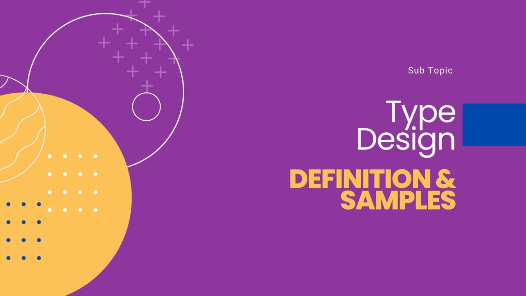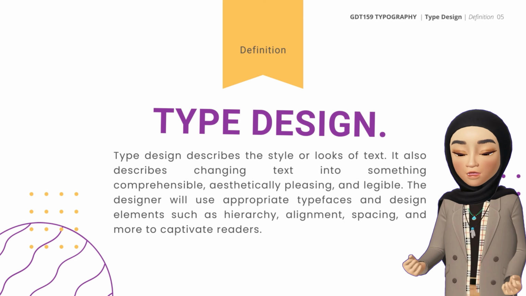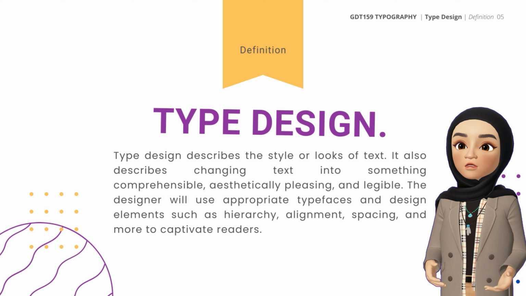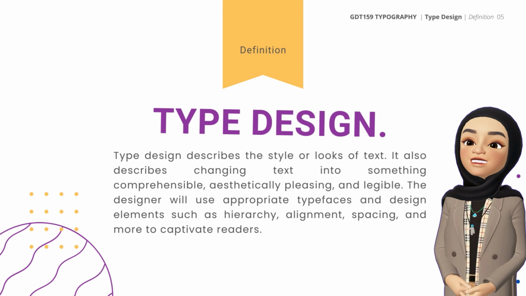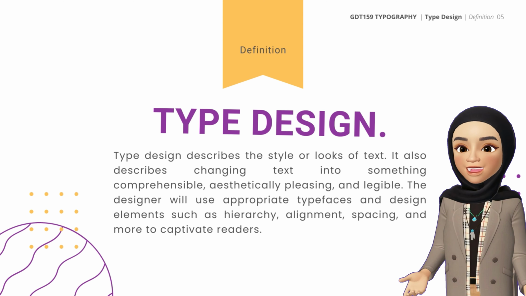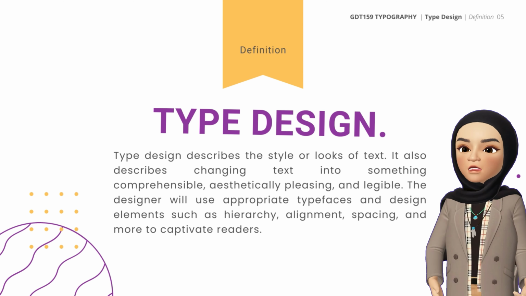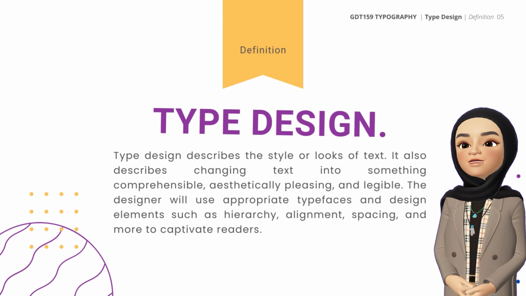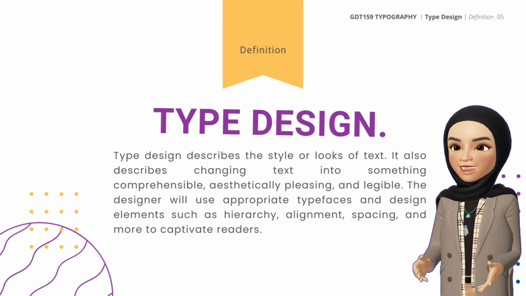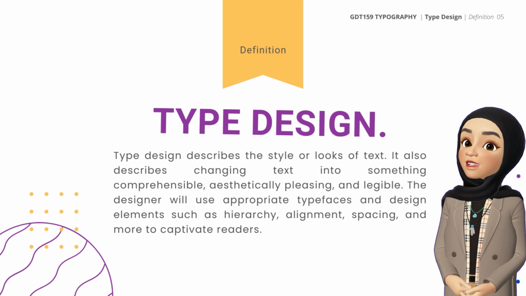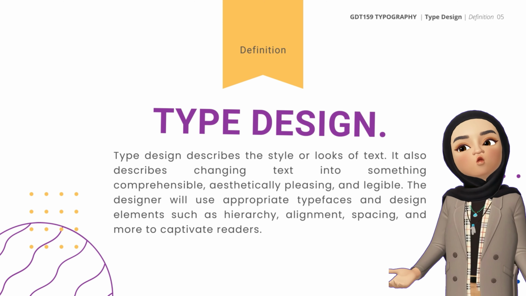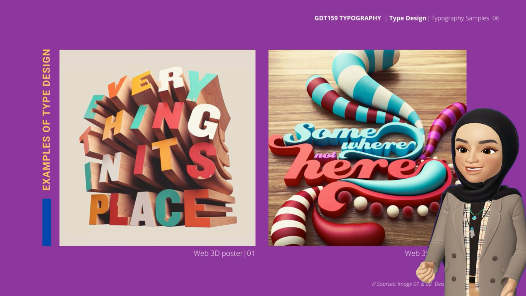Type design, definition and samples. Definition of type design. Type design describes the style or looks of text. It also describes changing text into something comprehensible, aesthetically pleasing, and legible. The designer will use appropriate typefaces and design elements such as hierarchy, alignment, spacing, and more to captivate the readers.